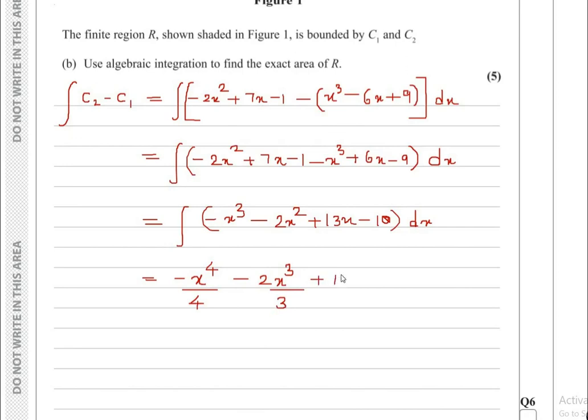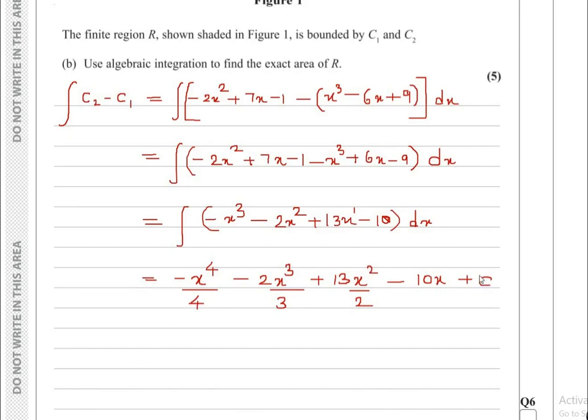Plus 13x. Since its power is 1, we are going to increment it with 1. So 1 plus 1 is 2 over whatever power we get, we are going to write it as the denominator. Minus 10 is a constant. So integration of a constant is 10x. Now at the end, we are going to write a plus c for this whole integration. This is what we get.